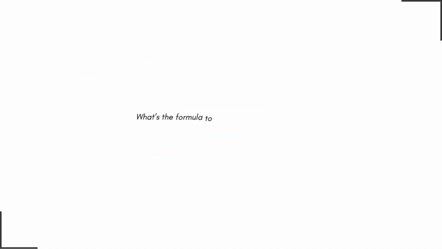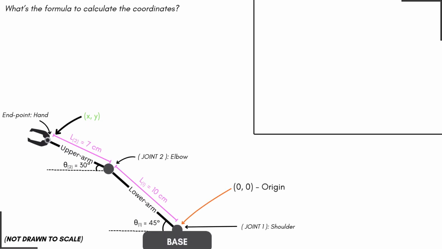Before we can find the hand, we must find the elbow. This is straightforward trigonometry. The shoulder is at 0, 0. The upper arm L1 is the hypotenuse of a right-angled triangle defined by the angle theta 1. The coordinates of the elbow, x1, y1, are x1 equals length 1 times cosine theta 1, and y1 equals length 1 times sine theta 1.